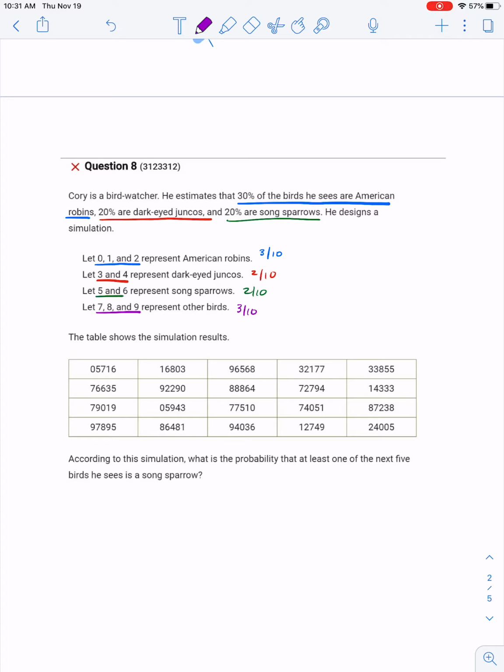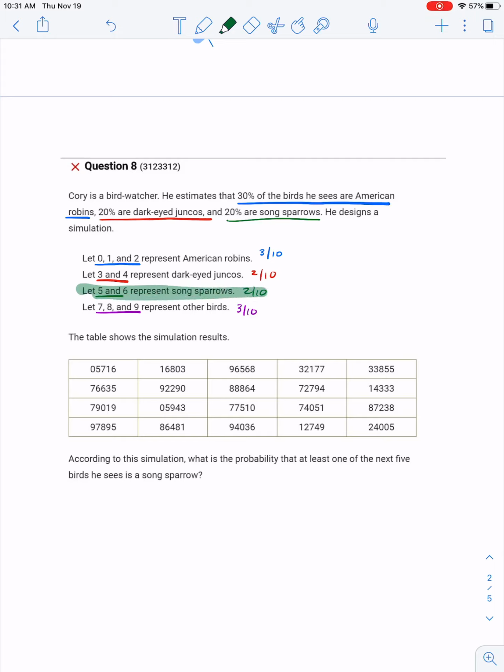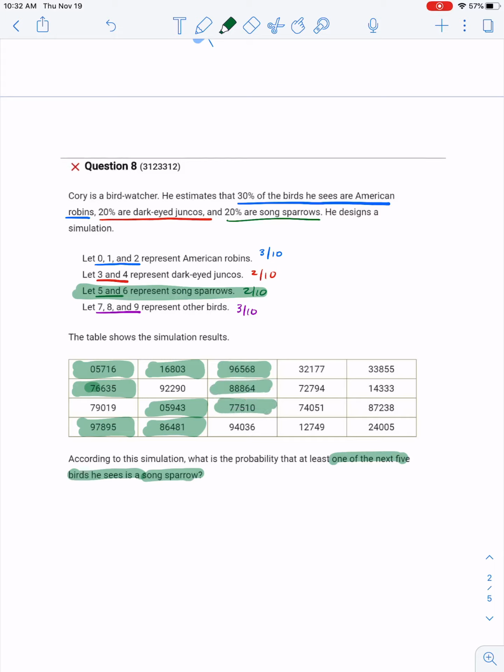It says, according to the simulation, what is the probability that at least one of the next 5 birds he sees is a song sparrow? So that was right here, 5 and 6. So if we want to know the probability that at least one of the next 5 birds is a song sparrow, we're just looking for at least one 5 or one 6 in our box, okay? So I'm going to highlight in green the boxes that have a 5 or a 6 in them. Every time I see a 5 or a 6, I'm going to highlight that whole box. So all these have a 5 or a 6 so far.